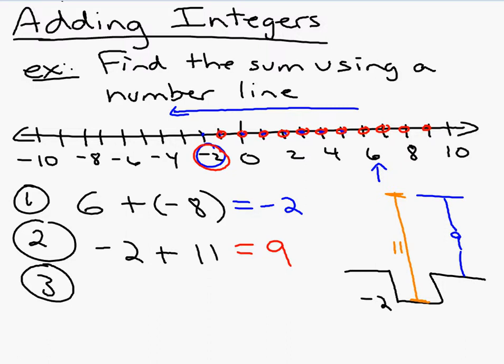Number 3, -5 plus -9. Now this one, if you think about the number line, and I'm actually going to run out of room here, I'm going to start at -5, which is right here. Now I'm going to run out of room, but if I go 9 units to the left, where will I be? -14, right?